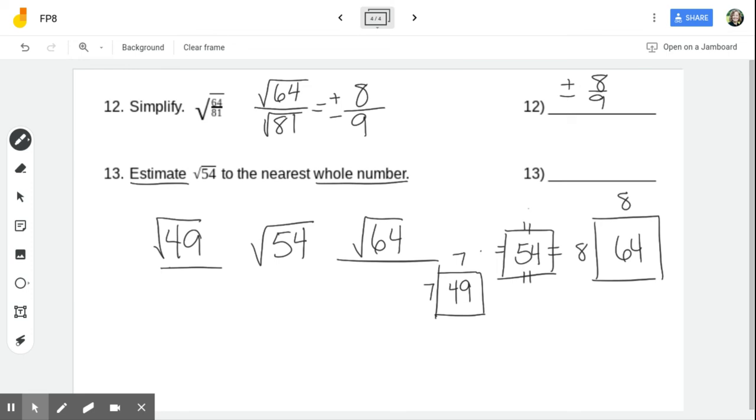So is it closer to 49 or is it closer to 64? Let's see, 49, 50, 51, 52, 53, 54. It's 5 away from there. And it's 10 away from there, right? So it's definitely closer to the square root of 49. So what is the square root of 49? We wrote it right here, 7. So to the nearest whole number, we can estimate the square root of 54 to be 7.